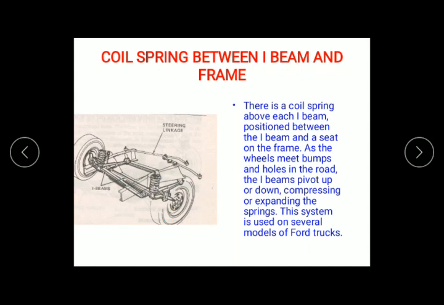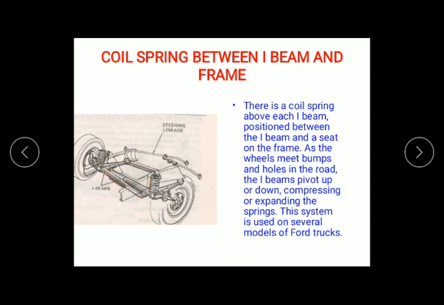Coil spring between I-beam and the frame. This is the I-beam and frame. There is a coil spring above each I-beam positioned between the I-beam and the seat of the frame.